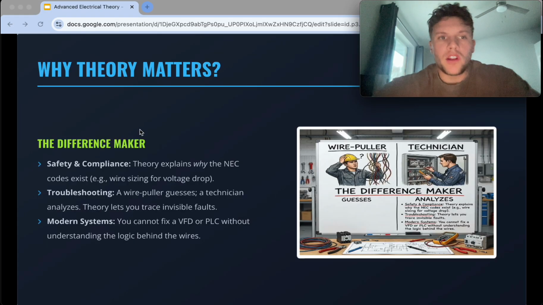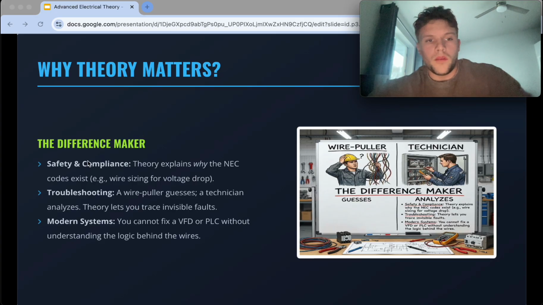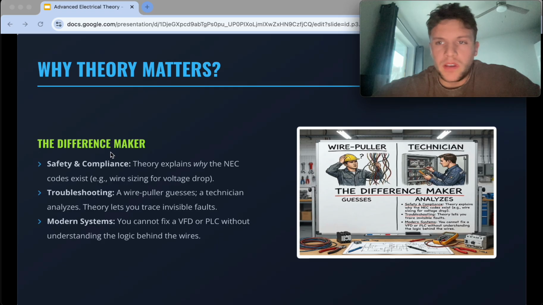So for the third slide here, we're going to be talking about why theory even matters. In our industry, we have a couple things that are going to make a big difference here. Like safety and compliance. Theory explains why the NEC even exists, right? So why is electricity dangerous? Why is wire sizing important? And why would we even account for things like voltage drop? What does that matter?